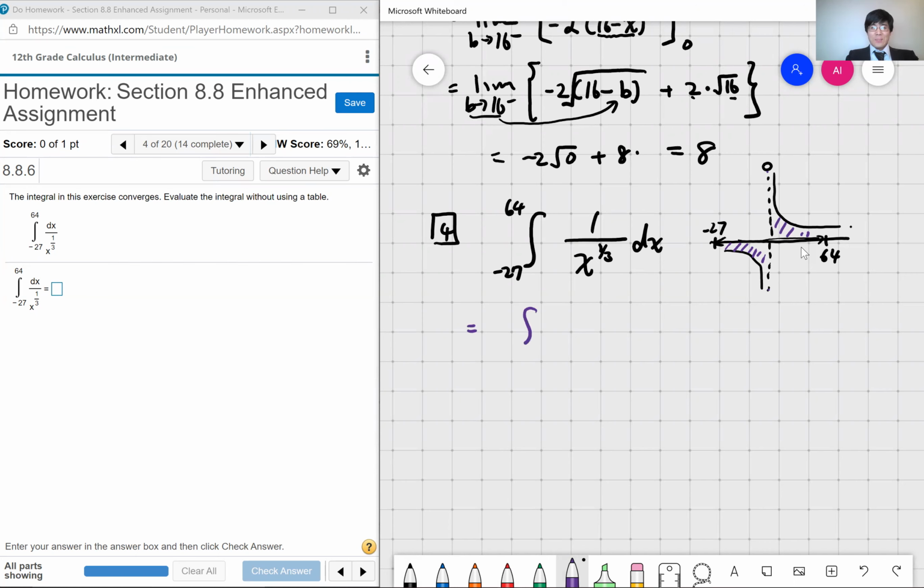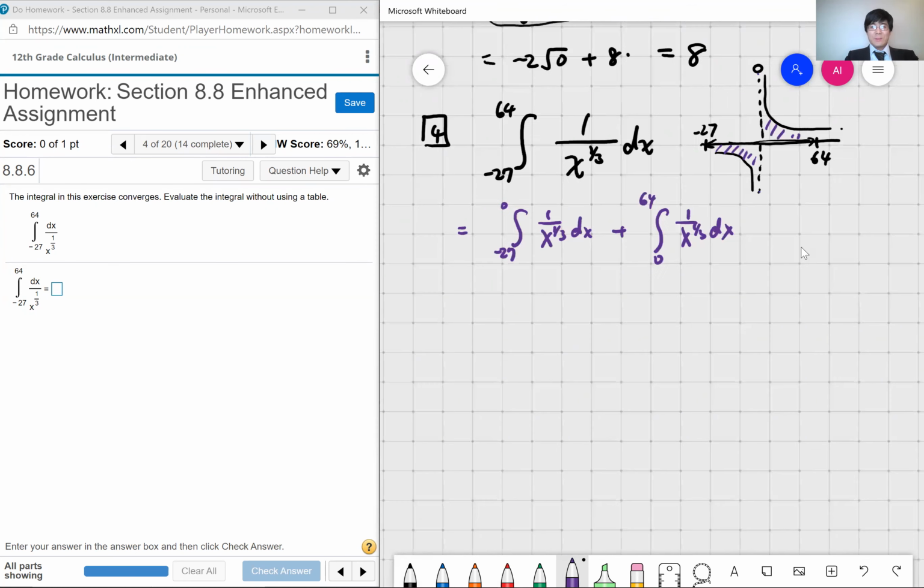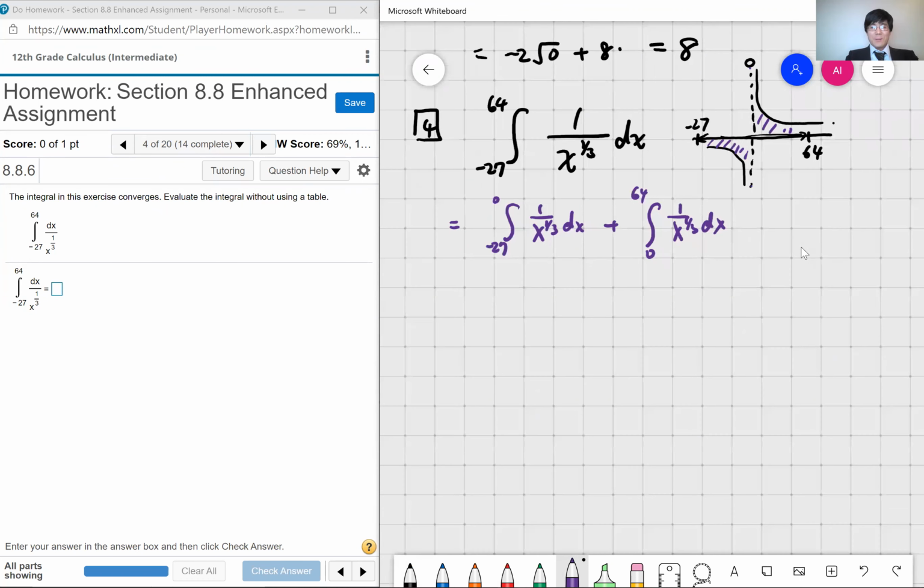So the first thing to do is rewrite this one as negative 27 through 0 plus 0 through 64. Both of them are improper integrals, so we are going to use the limit approach. So limit as c approaches 0 from the left side for the first integral, negative 27 to c of x to the power of negative 1/3. And on the right side, it's going to be c through 64, where c approaches 0 from the right side.